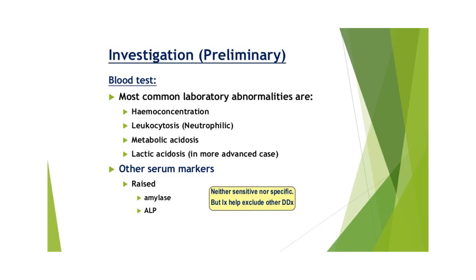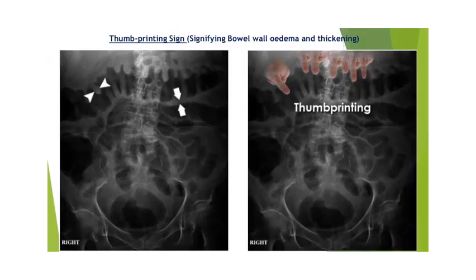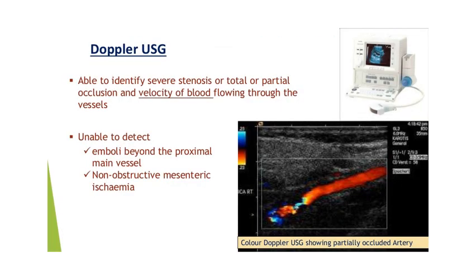Investigations: laboratory and radiological. Most common laboratory abnormalities are hemoconcentration, leukocytosis, where we always find white blood cells more than 16, metabolic acidosis, lactic acidosis, raised amylase and alkaline phosphatase. Plain X-ray in these patients shows dilated bowel loops, thumb printing sign signifying bowel wall edema and thickening, and pneumatosis intestinalis. Then we can do Doppler ultrasound.